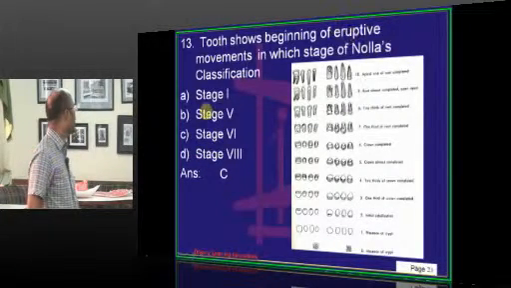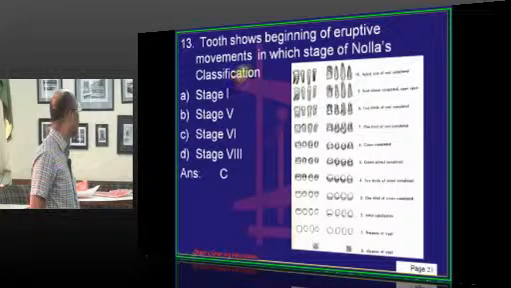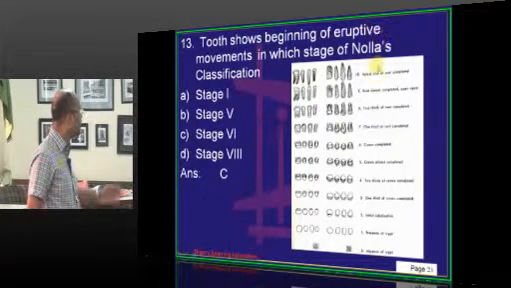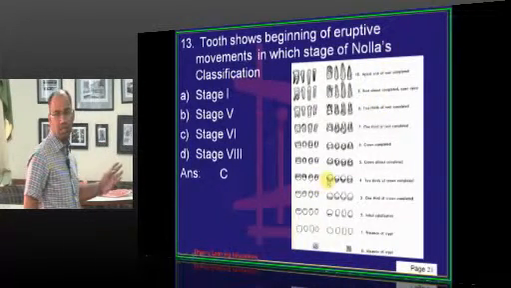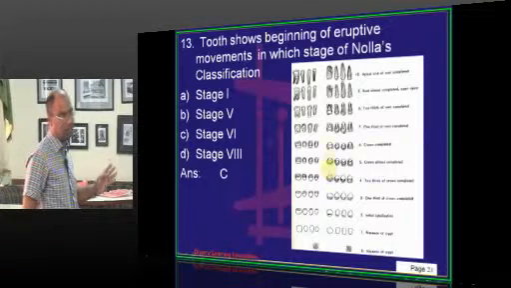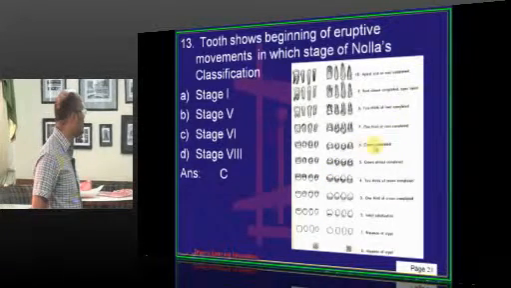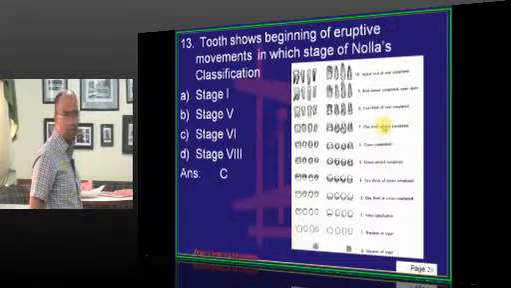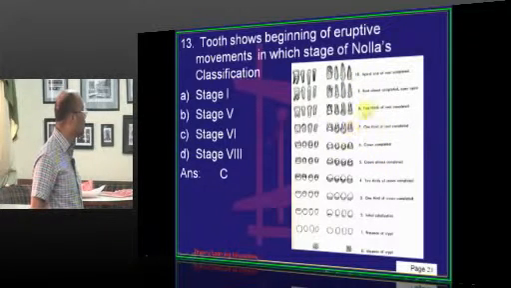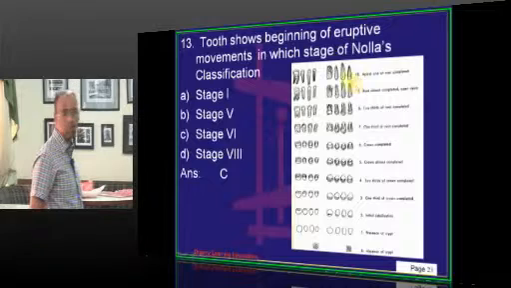Tooth shows beginning of eruptive movements in which stage of Nolla's classification? Nolla has given 10 stages of tooth calcification. Like the 6th stage, the crown is completed. 7th stage, 1/3 of the root, and so on up to the apical end.